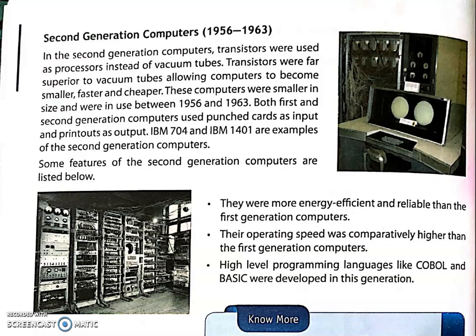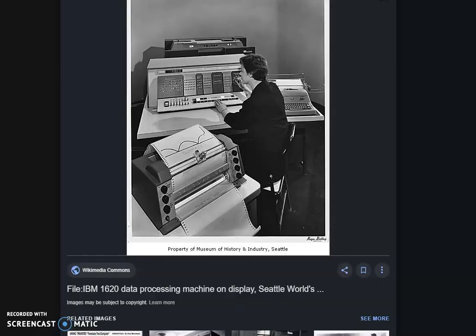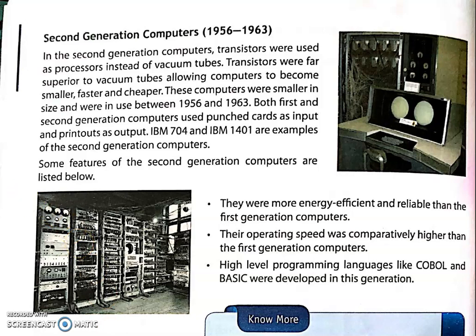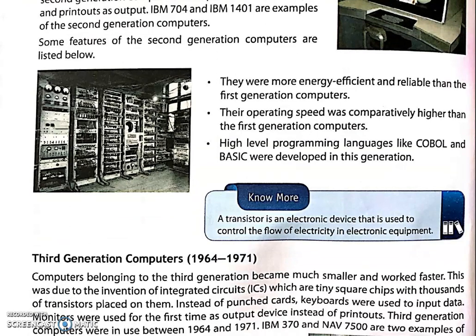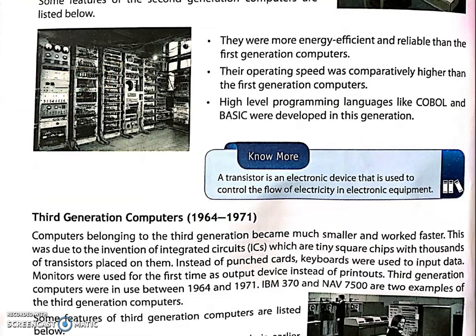IBM 701, 704 and IBM 1401 are examples of second generation computers. So this is IBM 1620. This is also an example of a second generation computer. Some features of the second generation computers are listed below. They were more energy efficient and reliable than the first generation computers. Their operating speed was comparatively higher, and high level programming languages like COBOL and BASIC were developed in this generation. Right now you might not know about COBOL and BASIC. We will teach you about that later.